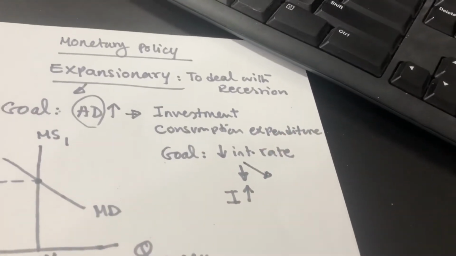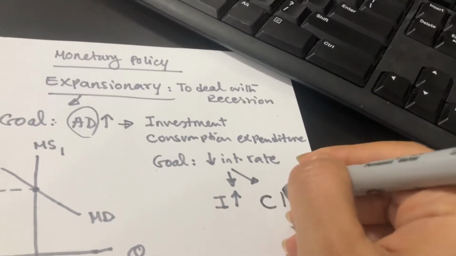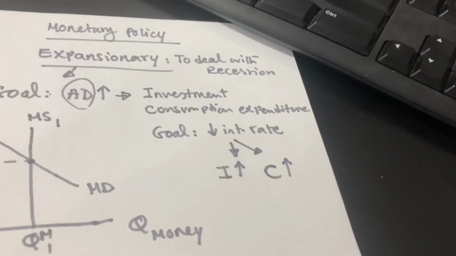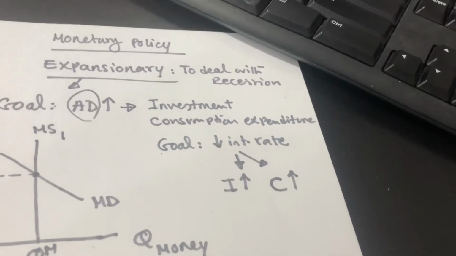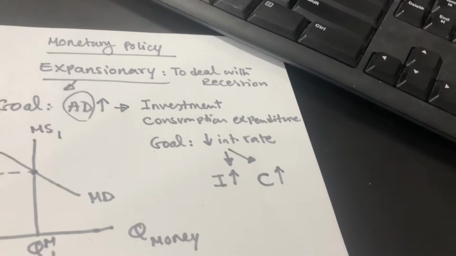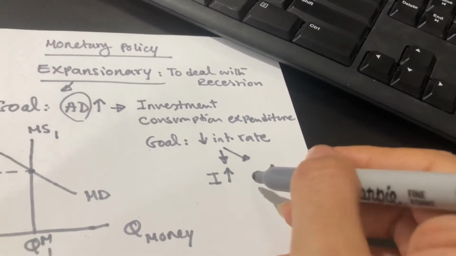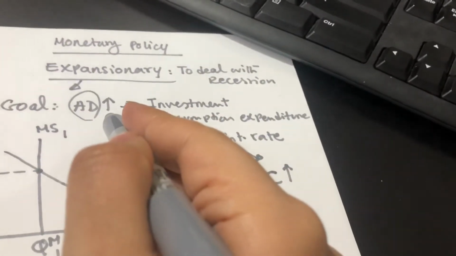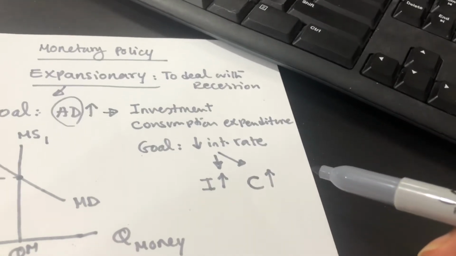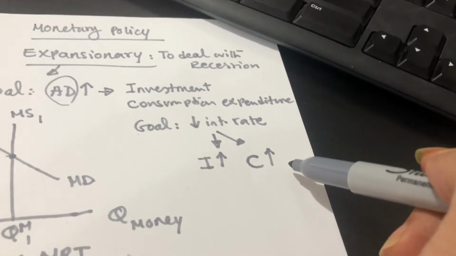Also, when the interest rate is low, the Federal Reserve is encouraging people to borrow money, to spend more money, buy a house, buy a new car, get a college loan, or get a personal loan and spend it. So these are the ways that the Federal Reserve can change the aggregate demand here, okay? So the goal here for the Fed is to reduce the interest rate. If the interest rate goes down, investment will go up, and consumption expenditures will go up.